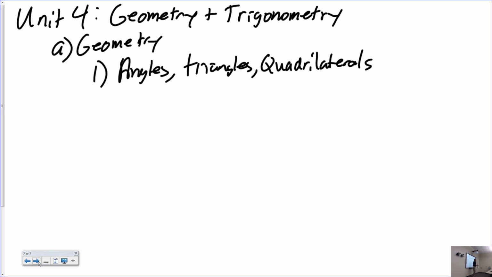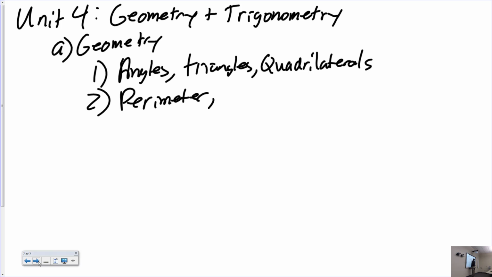What's a quadrilateral, guys? Four-sided. Four-sided. So what's the classic quadrilateral? Square. A square, right? Or a rectangle, or a rhombus, or a parallelogram, or a trapezoid. You guys will learn what all 5 of those words mean.